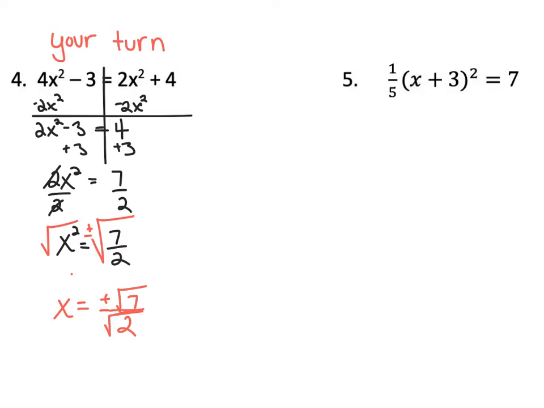Okay, so I just use my quotient rule and I split that 7 over 2 into the square root of 7 over the square root of 2. Now hopefully you remember that we cannot leave a square root in the denominator. So we do that process of rationalizing the denominator, where we multiply by root 2 over root 2, which gives me, again, plus or minus the square root of 14 over square root of 2 times the square root of 2 would be the square root of 4, which is just 2. So here are my exact answers.